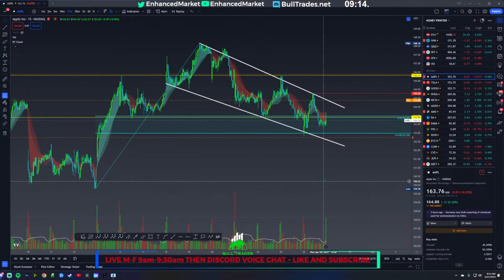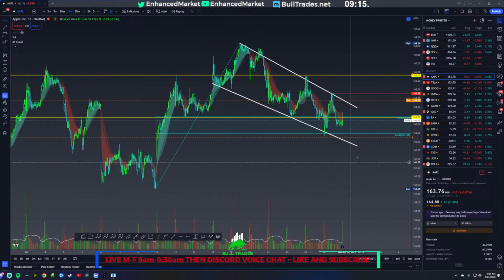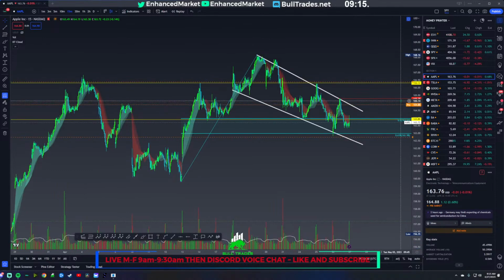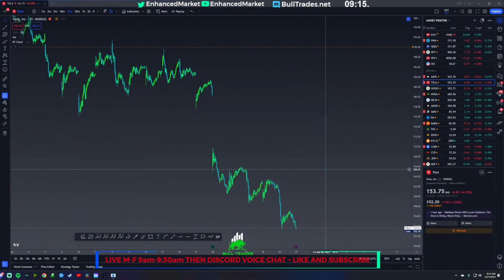Let's continue. I'm getting sidetracked here. I'm reading the comments. Okay, so there's Apple. Watching 165.28. If we can't get through that, we're probably going to pull back to this zone here.